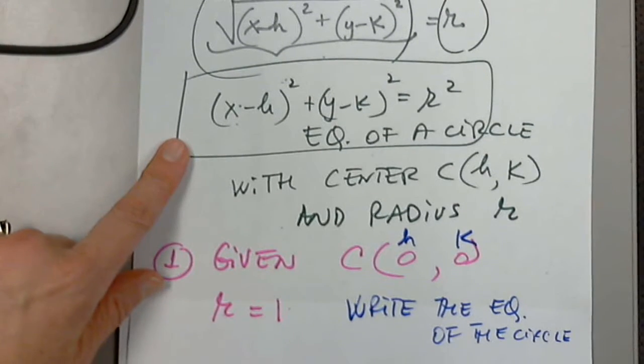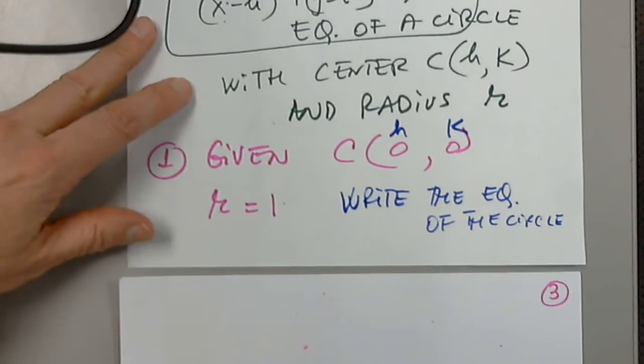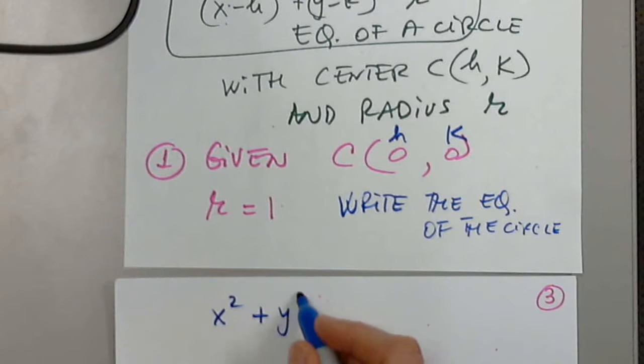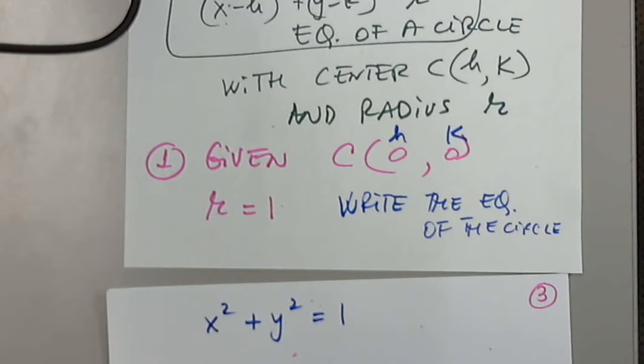Okay, I'm ready. x minus 0 squared. Which is? Perfect. Plus y squared. Perfect. r squared. Which is? r squared. Which is? 1. That's it. This is the equation of this circle with the center at 0, 0 and the radius of 1.